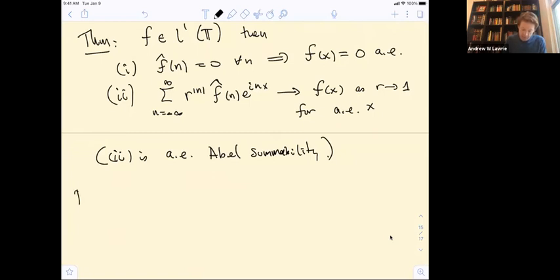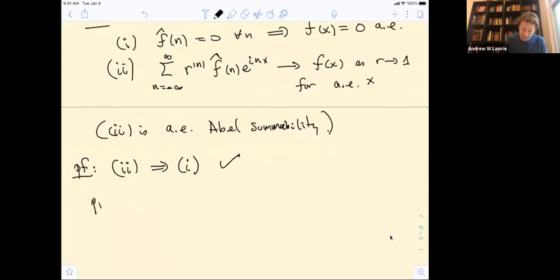And so the proof of this theorem is, first note that 2 implies 1, right? Because if all the Fourier coefficients are 0 and you have pointwise almost everywhere convergence, then you have no choice left but for f to be 0 almost everywhere, if the left-hand side is just equal to 0. So 2 implies 1. So proof of 2.